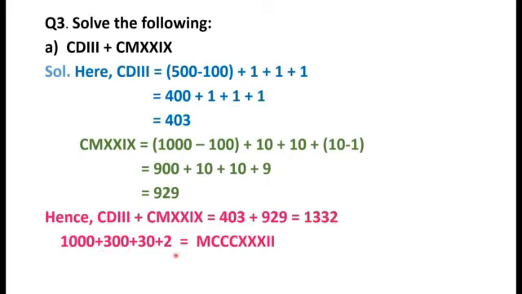For 300 we have 3 times C, that is 100 plus 100 plus 100. Then for 30 again we have 3 times X, that is 10 plus 10 plus 10, and 2. So I and I, 1 plus 1. Okay. So our answer is MCCCXXXII. So this is the addition of these Roman numerals. Okay.